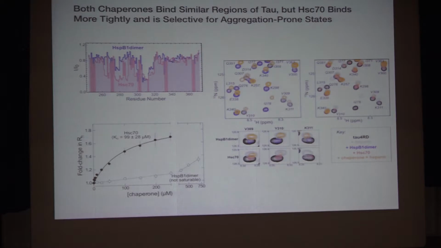So we used NMR to dig a little deeper and to try and see if there was some difference in selectivity or specificity for, say, particular states of tau. So heparin induces tau aggregation.